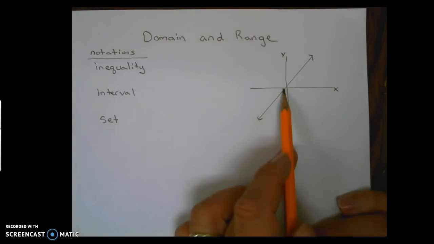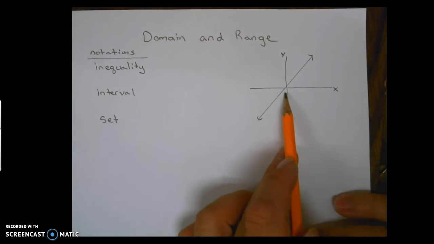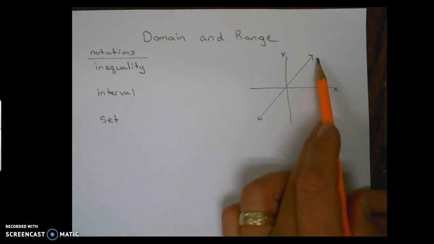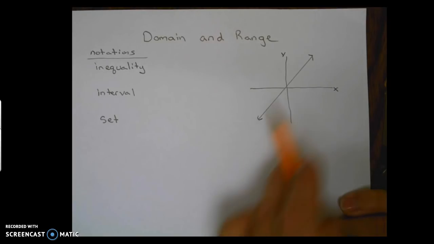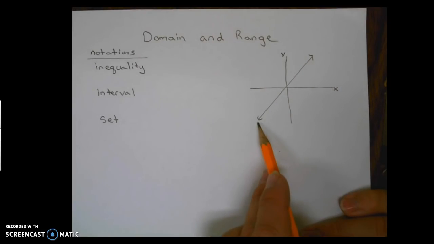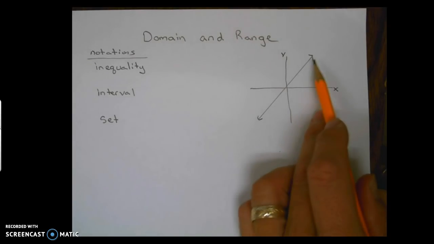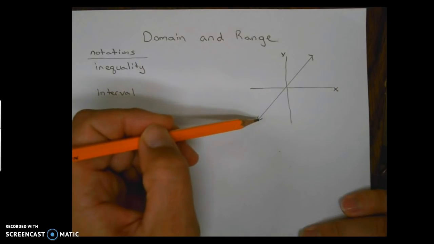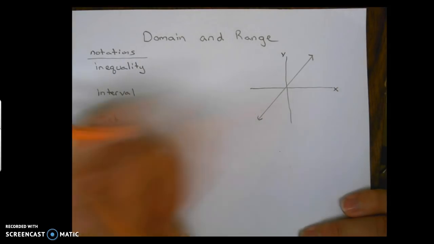So take a look at this graph over here. I have a graph of a line, and notice that we have arrows on both ends of this line, which means that this graph keeps on going infinitely to the left and infinitely to the right, and it also goes infinitely down and infinitely up.